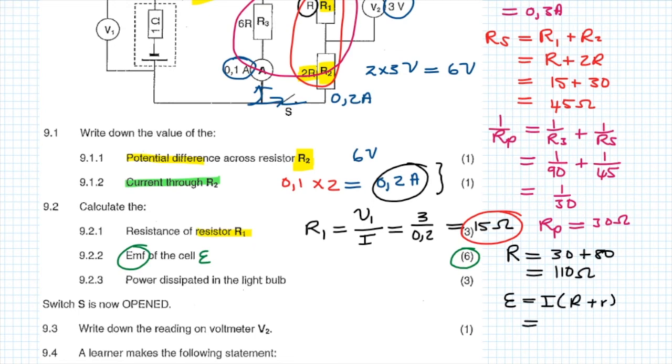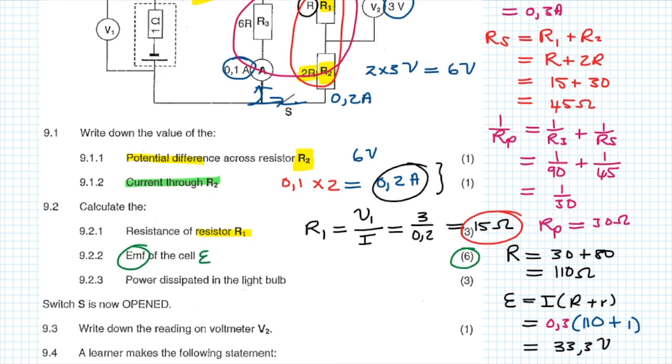This is going to equal 0,3, which is the current, multiplied by the load, which is 110, plus the internal resistance, which was given to us as 1. When we plug this into our calculators, we find out that the EMF is 33,3 volts. And this is the final answer to this question.